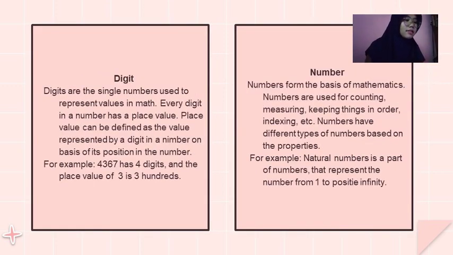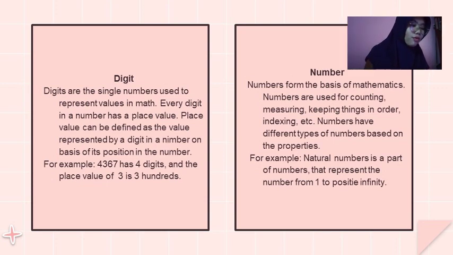Digit. Digits are the single numbers used to represent values in math. Every digit in a number has a place value. Place value can be defined as the value represented by a digit in a number on basis of its position. Example, 4367 has 4 digits, and the place value of 3 is 300.